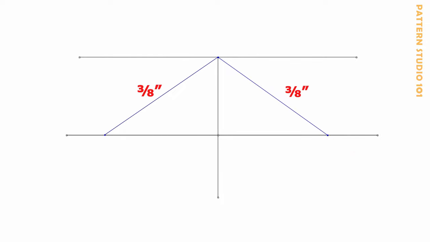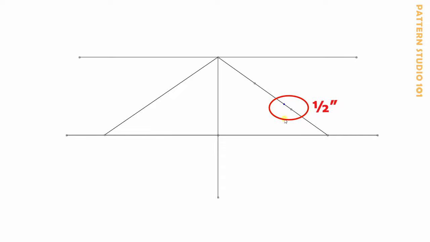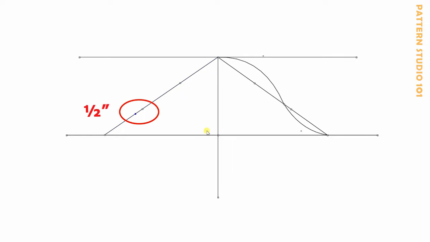I take out 3/8 of an inch on each side, front and back, because I don't want to have any ease on the sleeve cap. For the front sleeve, divide it by 3 and go up half of an inch. And draw a sleeve cap curve to pass this point. For the back, divide it by 3, same, but go down half of an inch this time and draw a curve to pass this lower point.